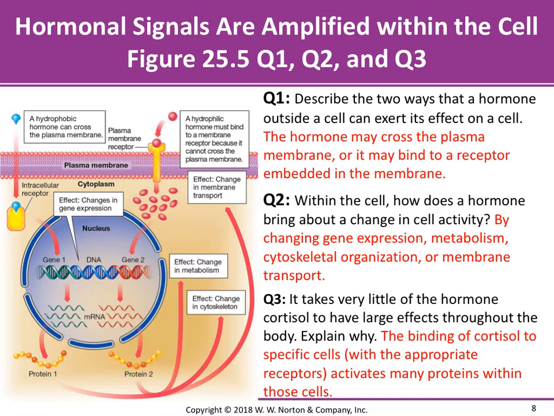So, two ways that a hormone outside a cell can exert its effects on a cell: either latch onto a receptor on the outside of the cell or on the inside of the cell. And then those hormones oftentimes affect their signal for gene expression. In other words, it's time to ramp up and make a certain protein.